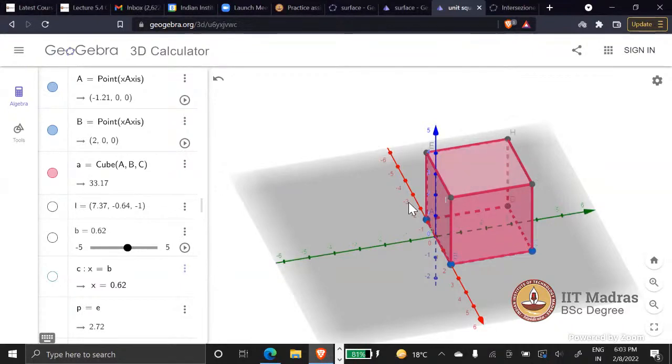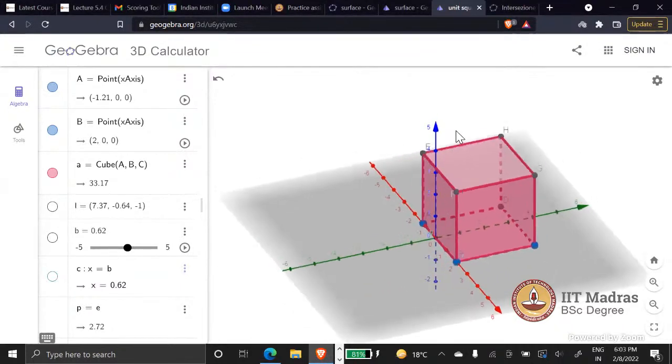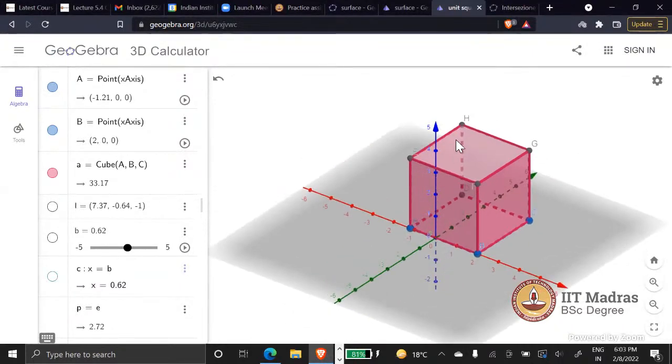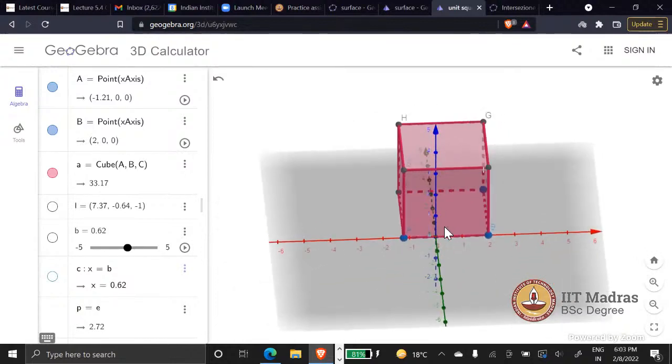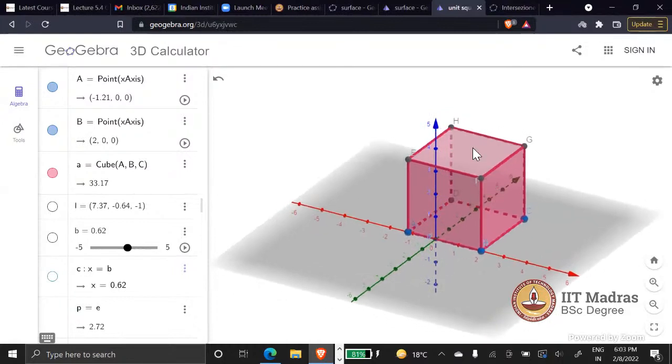Here this blue axis represents your z axis, and this red axis denotes your x axis, and this green axis here denotes your y axis. So you have a square, a cube here.